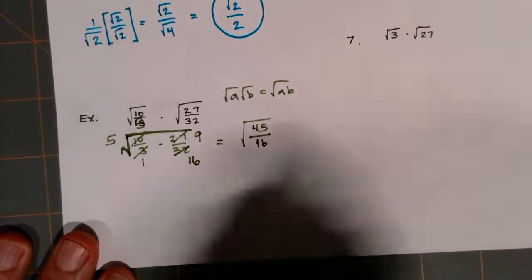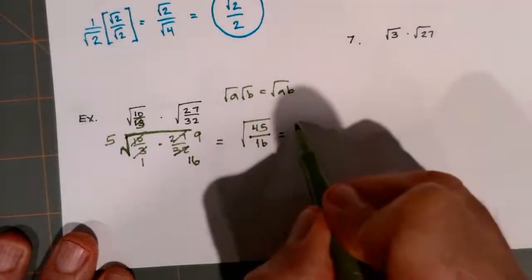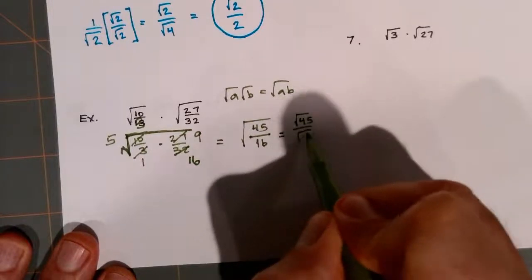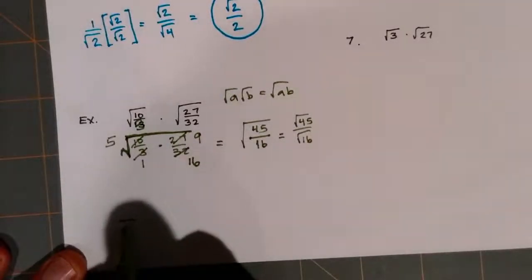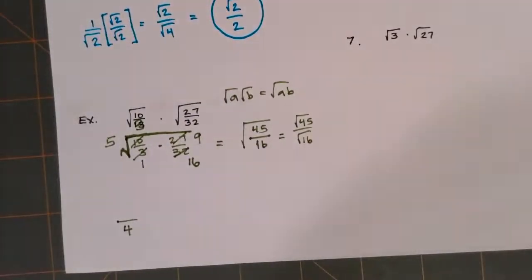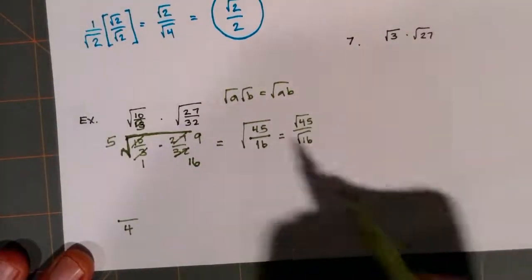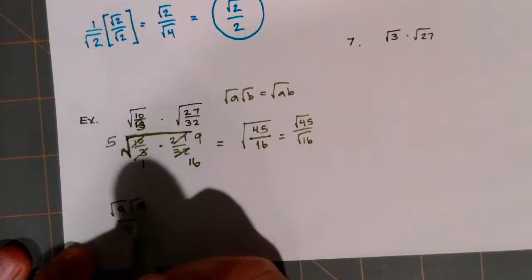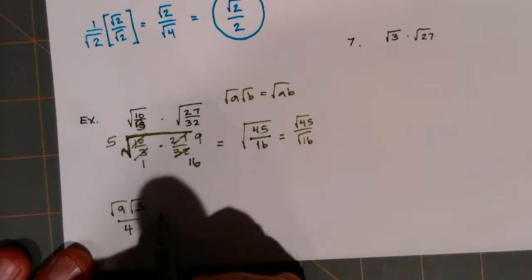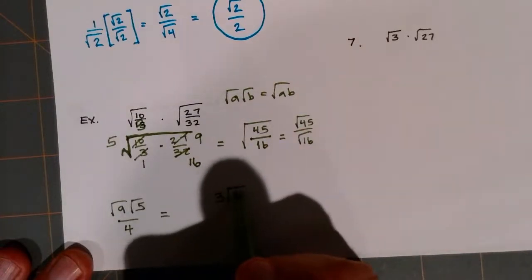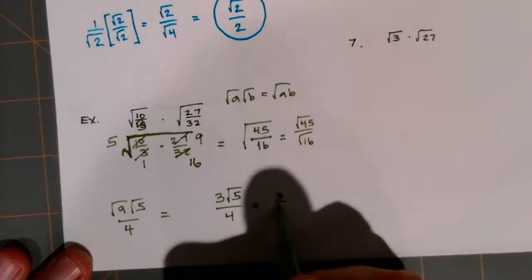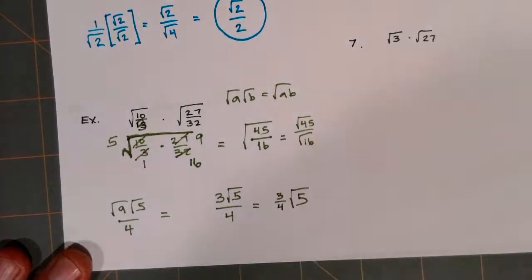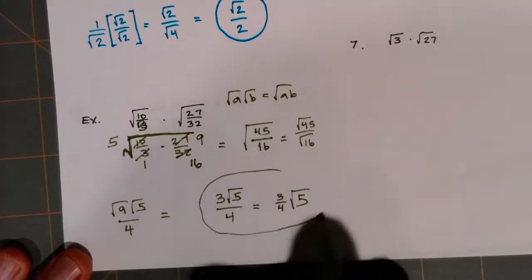which is equal to root 45 over root 16. So hopefully you guys know that the square root of 16 is 4. So my denominator is 4. It's okay to have a whole number in your denominator, nothing to panic about. Okay? And this root 45 is going to be root 9 times root 5. So my answer is 3 root 5 over 4, which if you wanted to, you could write as 3/4 root 5.